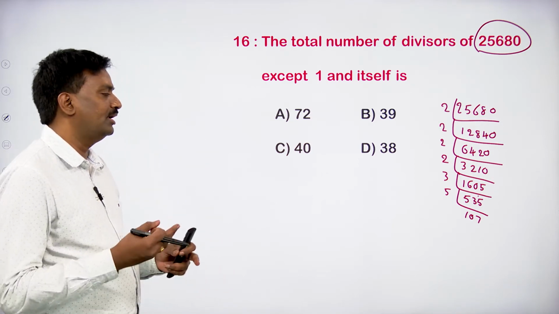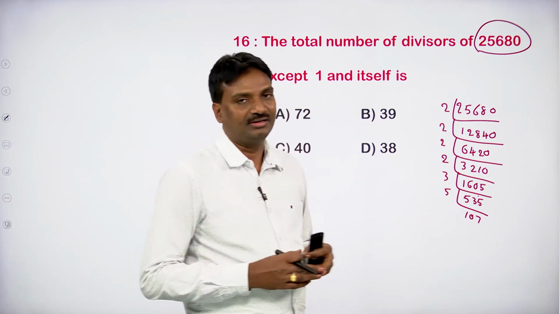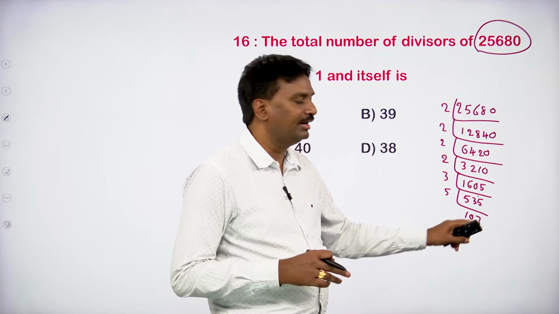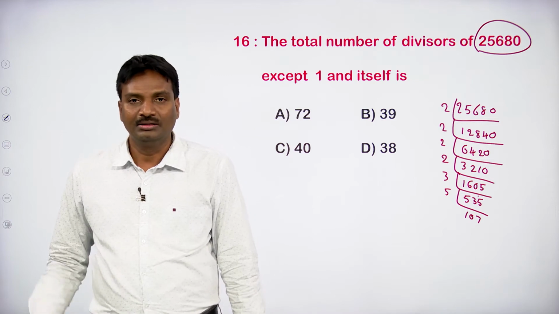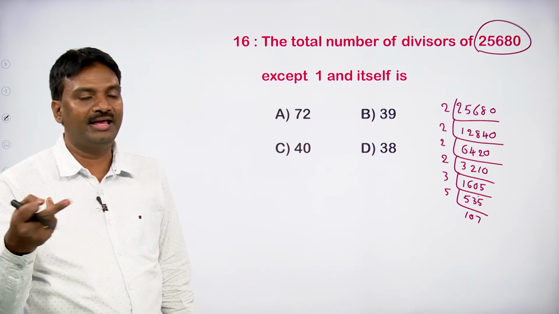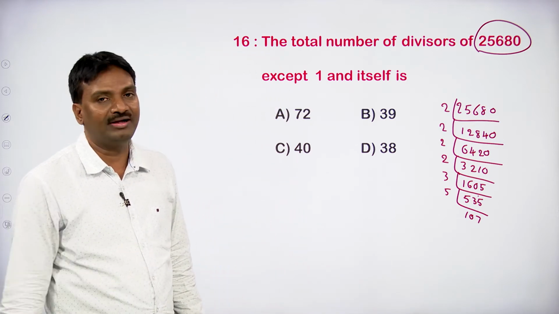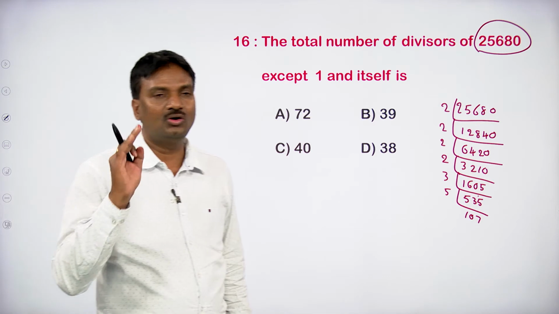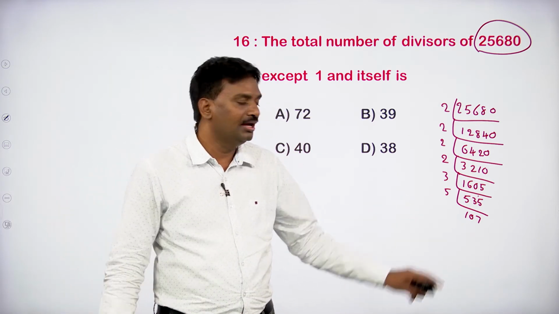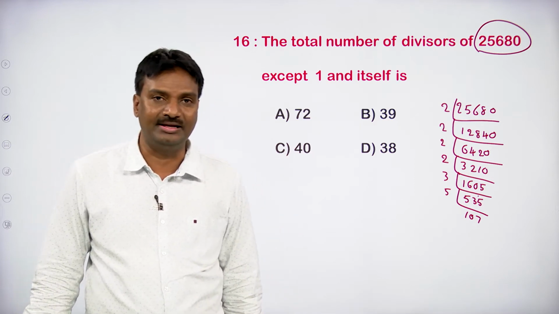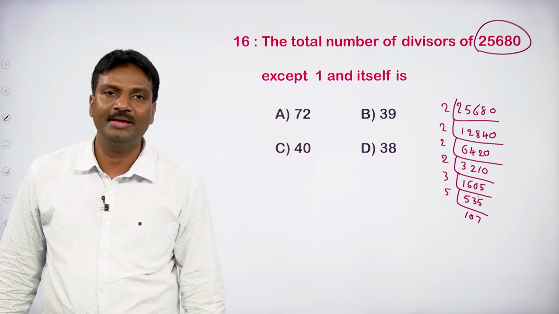So, check once whether 107 is a prime integer or a composite number. After 5, if we take 7, 7 times 15 is 105, so 107 is not divisible by 7. The next prime integer is 11. 11 times 9 is 99, 11 times 10 is 110, so 11 is not a factor of 107. The next prime is 13. 13 times 9 is 117, but here 107 is there. So 107 is clearly a prime integer.